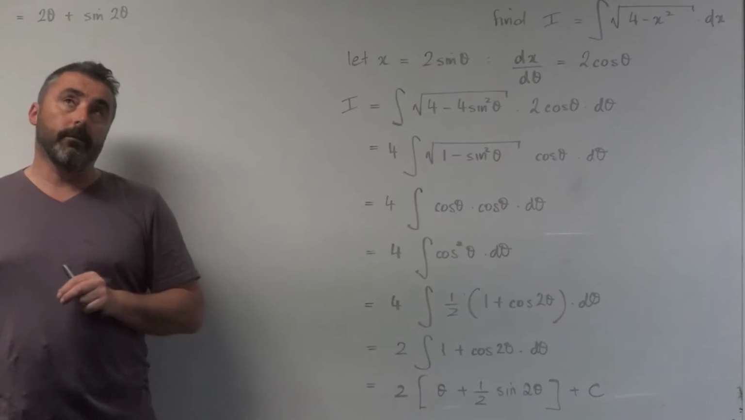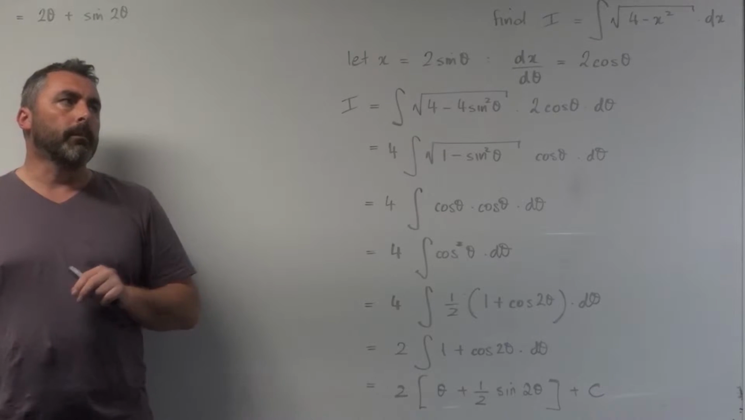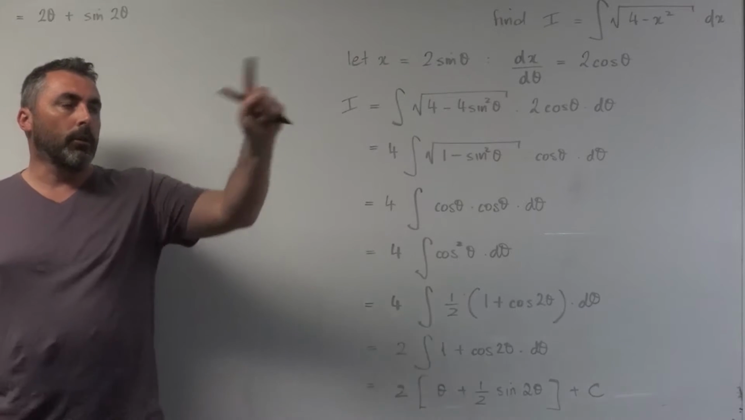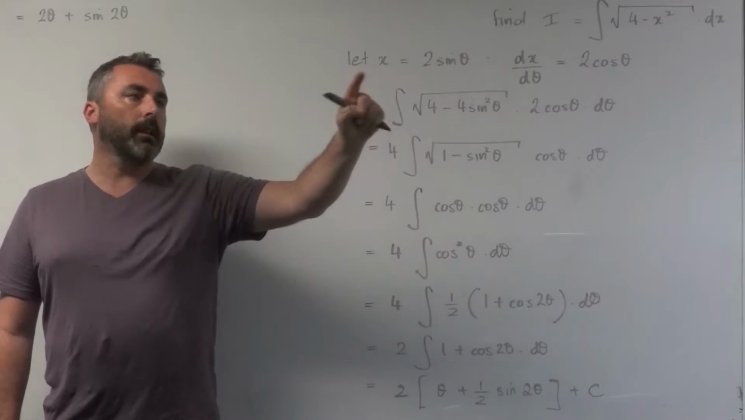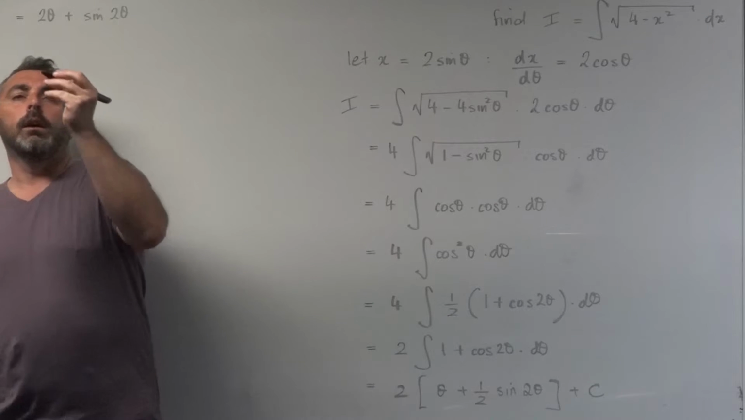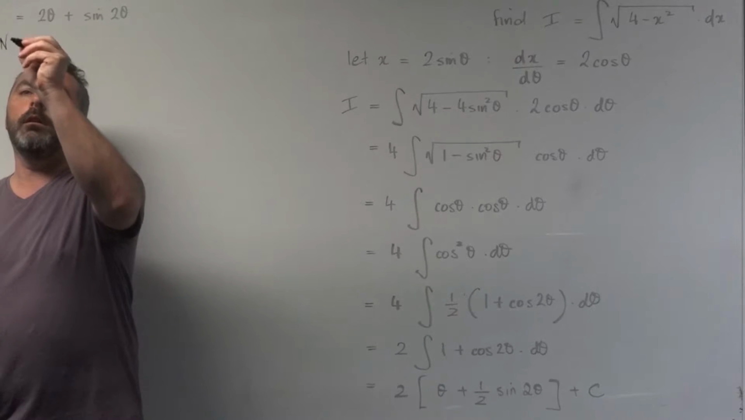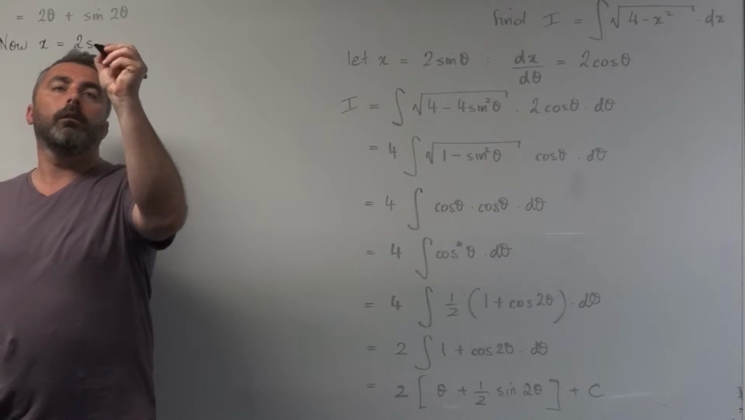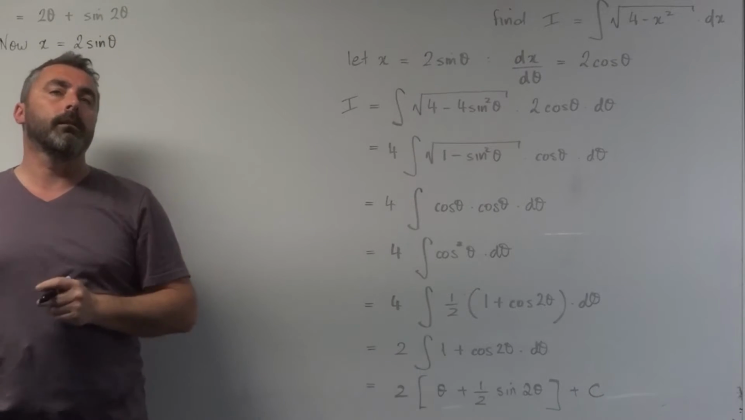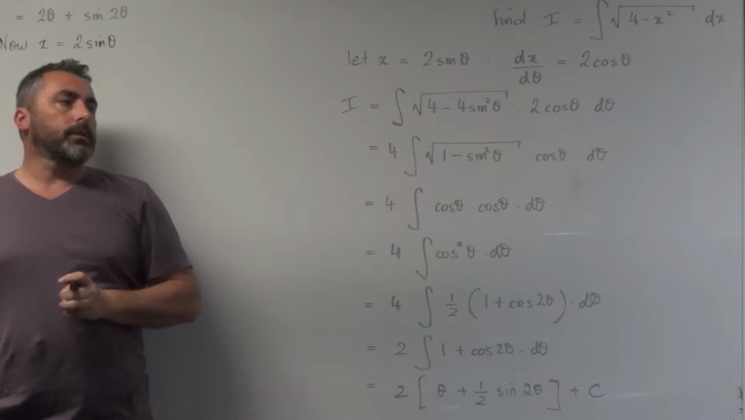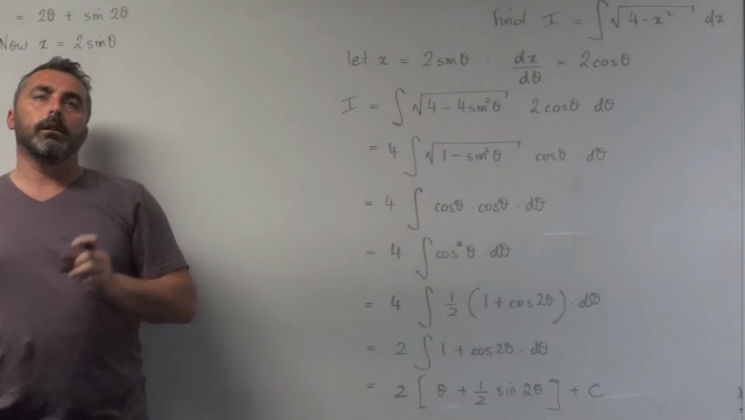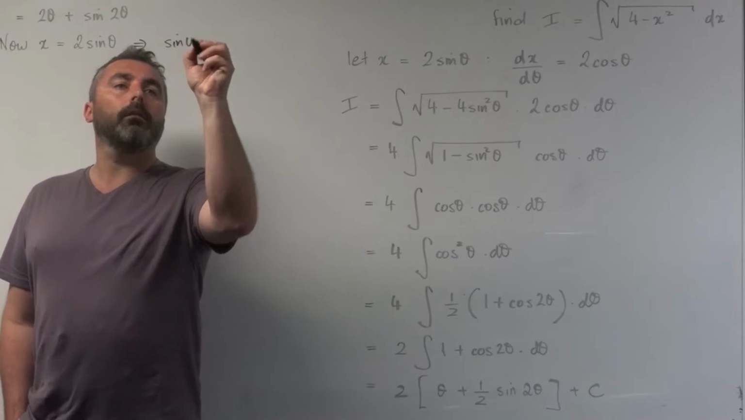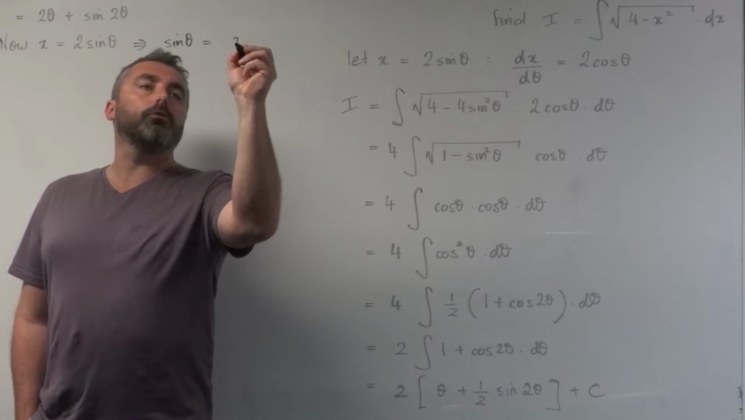Now here's our answer from earlier, but remember our integral is in terms of x and we need to get it back in terms of x. So look here where we made our substitution, let x equal 2 sine theta. So we can say, alright, so now x equals 2 sine theta, so sine theta is equal to x on 2.